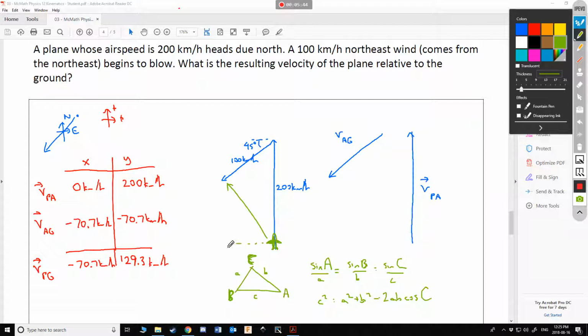So I draw those components. We know this value is 70.7 and this is 129.3. I can use Pythagoras: VPG is the square root of a squared plus b squared, and you get 147 kilometers per hour. Then I do inverse tan of 129.3 over 70.7 and get 61.3 degrees north of the west direction. And that is our final answer.